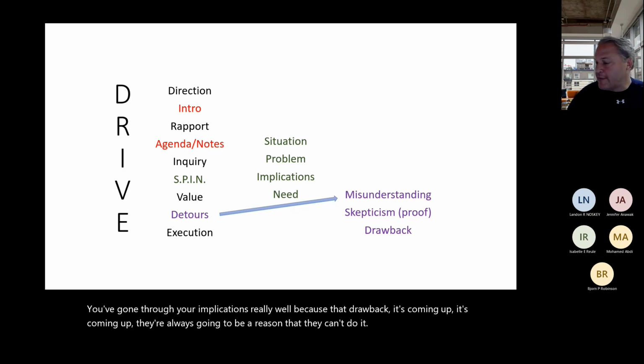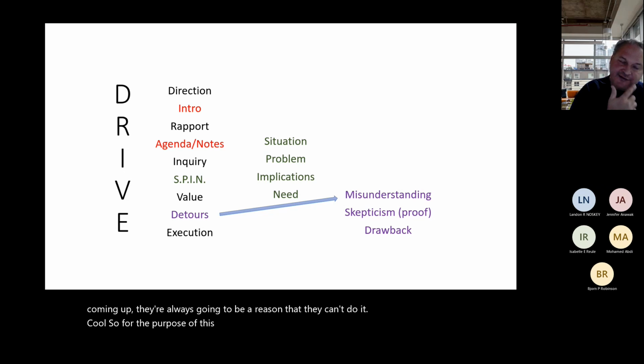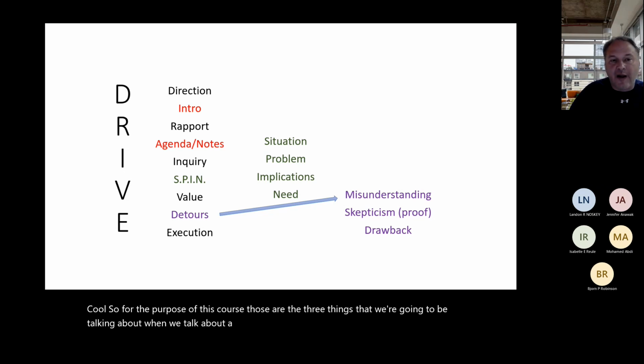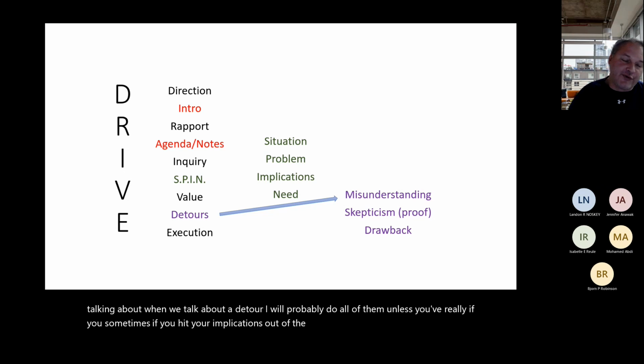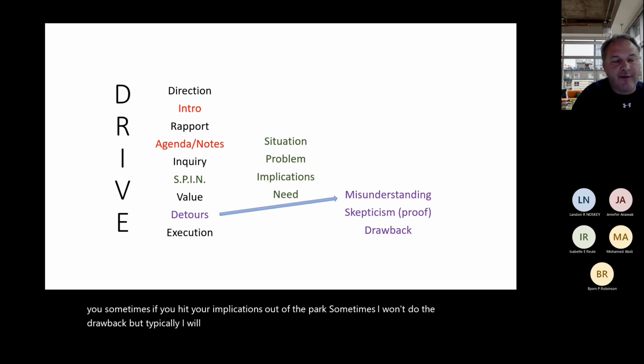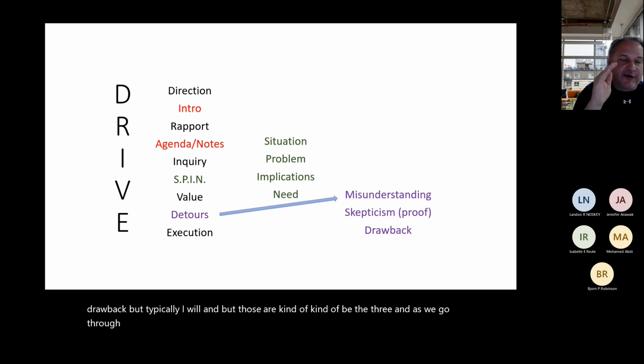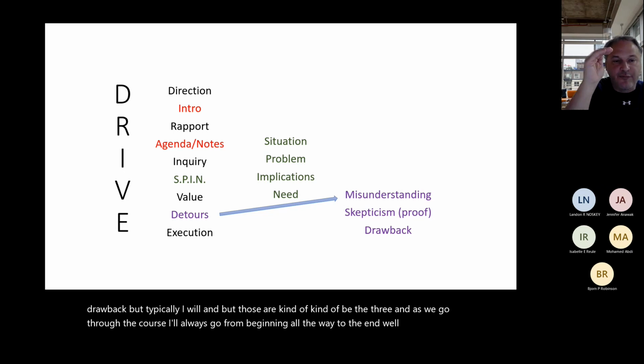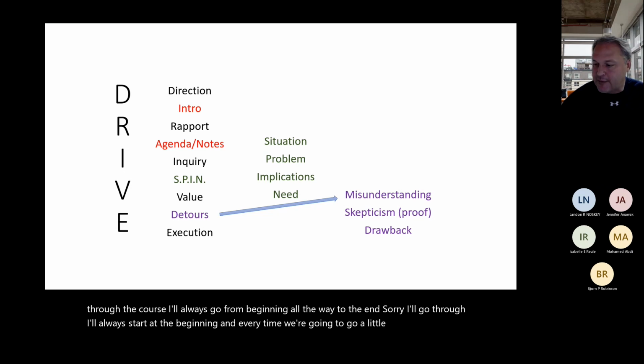Cool. So for the purpose of this course, those are the three things we're going to be talking about when we talk about a detour. I will probably do all of them, unless you've really hit your implications out of the park; sometimes I won't do the drawback, but typically I will. But those will be the three. And as we go through the course, I'll always start at the beginning, and every time we're going to go a little bit deeper, a little bit deeper, a little bit deeper.